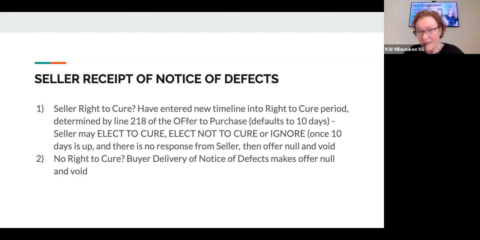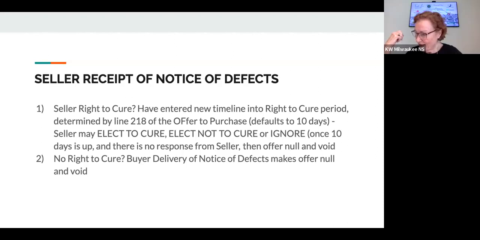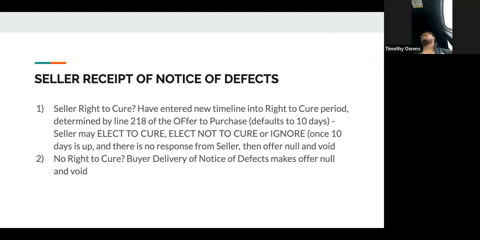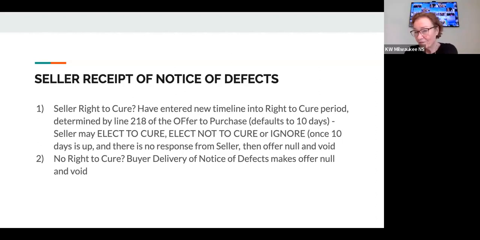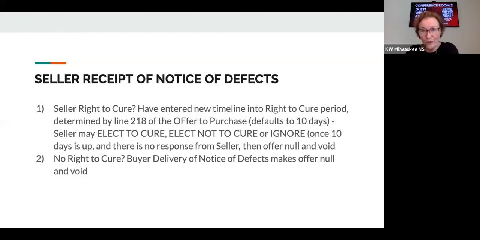Line 218 under right to cure, delivering the written notice. Remember, it's a written notice within 10 days after buyer's delivery of the notice of defect stating the seller's election to cure. So the seller has 10 days to say he's going to cure. He has 10 days to send a notice back saying that he's not going to cure. Realize in both those situations, the seller has to send a notice back.